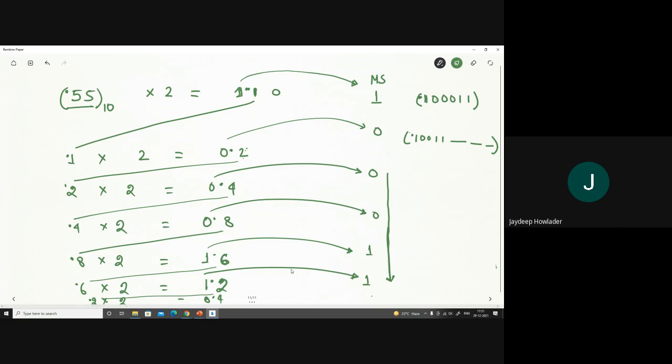Okay. Understand? So in this class, what we understand is what we mean by floating point representations, then how we represent a floating point number in base 10 and base 2, and then how we convert a floating point number from one base to another base.